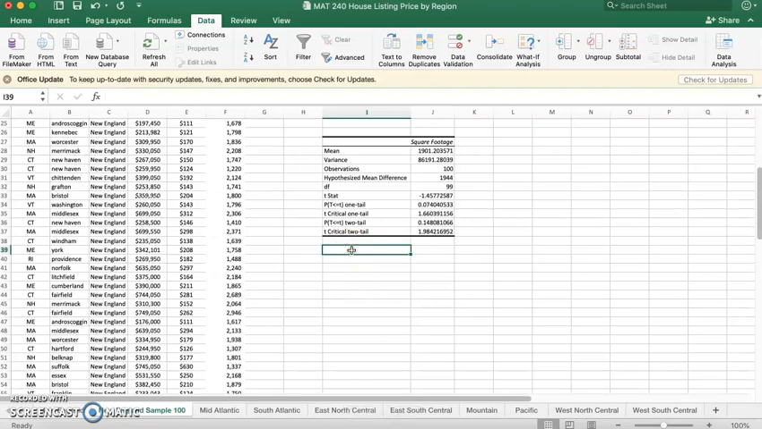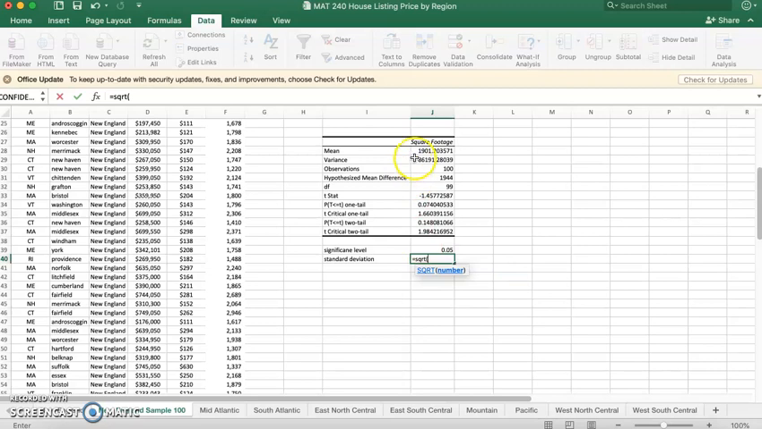The first thing we need to do is find our margin of error. We know that we're using a significance level of 0.05. We also need to find our standard deviation. There are 2 ways to do it. Your standard deviation is the square root of your variance, and remember, variance is standard deviation squared. So you can either use the formula STDEV.S to find your standard deviation, or you can just take the square root of your variance.